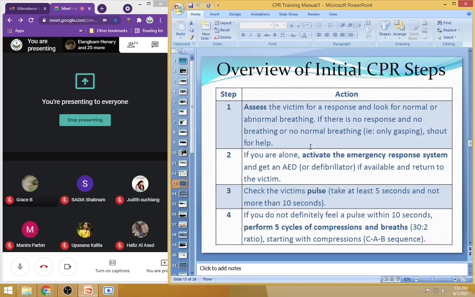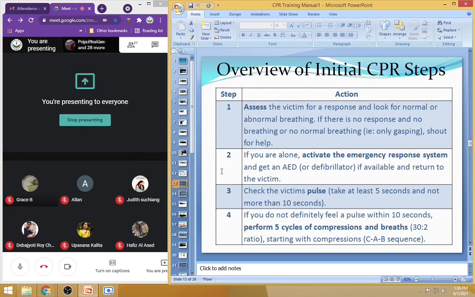Till that much, are you clear? Yes, ma'am. So what is CPR? It is cardiopulmonary resuscitation. CPR is nothing but cardio means heart, pulmonary means lungs. So heart will be blood circulation, lungs will be air ventilation. So cardiopulmonary resuscitation. Now let us go through the steps.